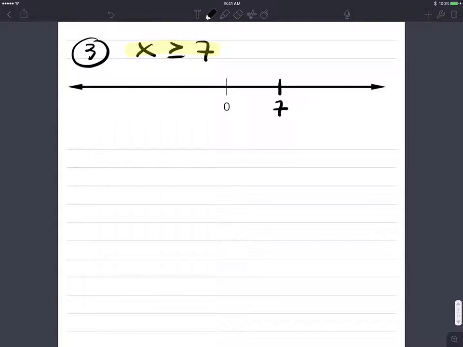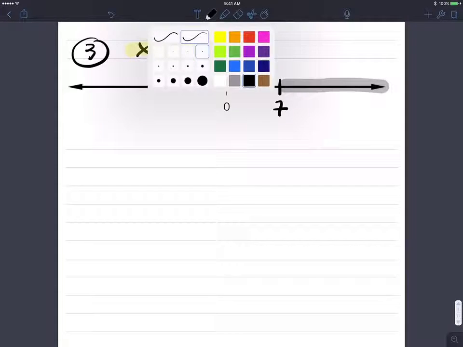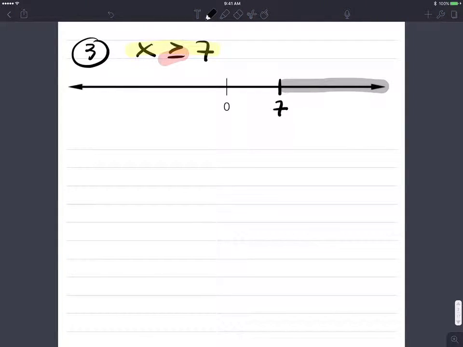Numbers that are greater than 7 live to the right of 7. We're now going to shade all the numbers to the right of 7 because that's describing the numbers that are greater than. This is that simulation. Because our inequality symbol is a greater than or equal to, we're going to use the square bracket to communicate to the reader that we are going to include the number 7 in this description.